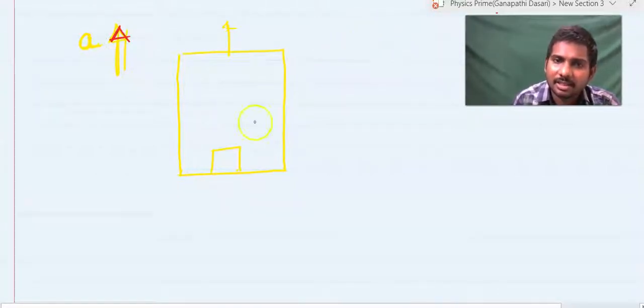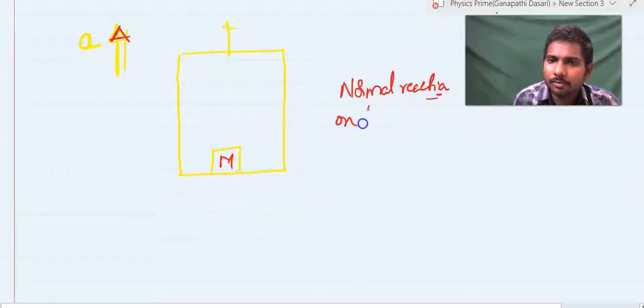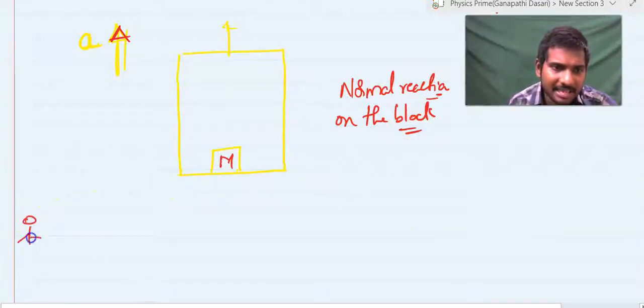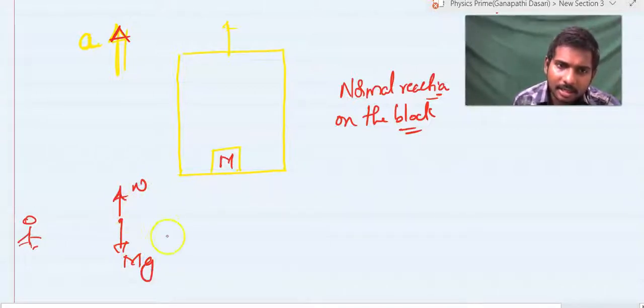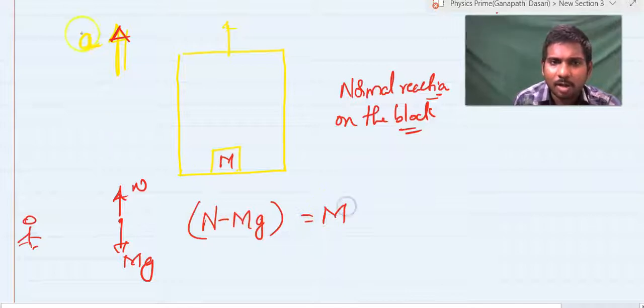So now the question is, what is the normal reaction on the block? This we have solved already in one of our previous videos. How did you solve it? By standing here, you did a free body diagram on this. mg downwards, normal upwards, and there's no other force on it. N minus mg is equal to mass into acceleration of the block.